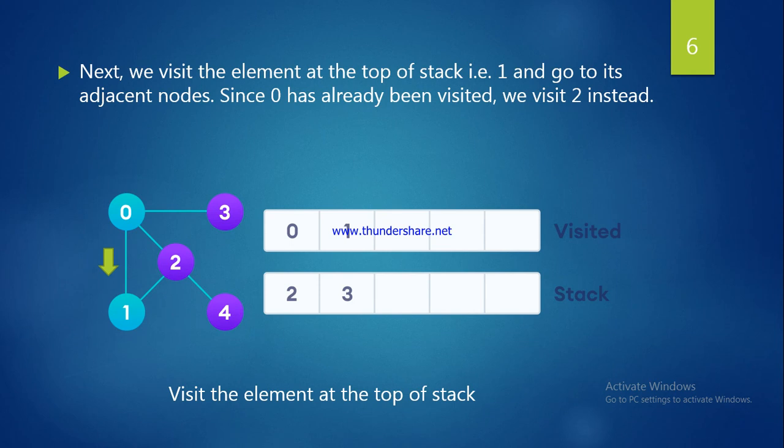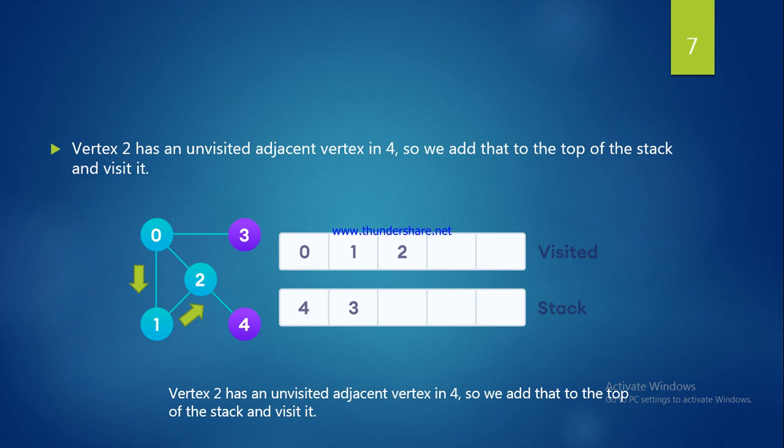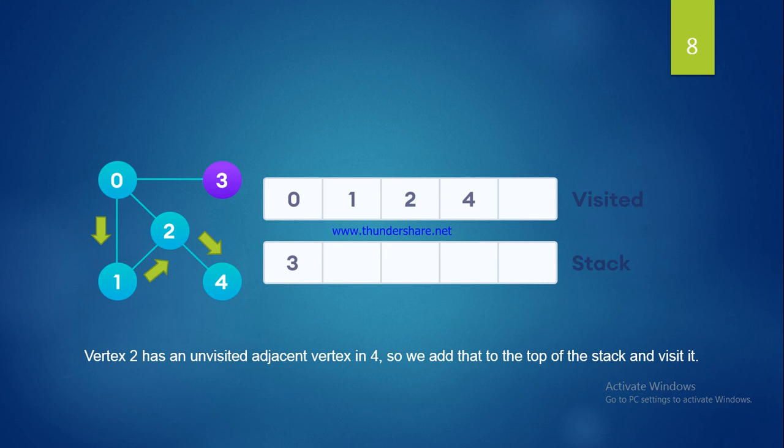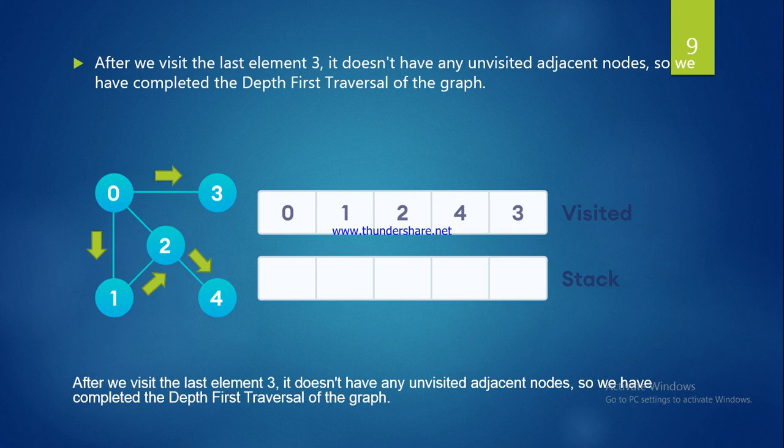Next, we visit the element at the top of the stack, 1, and go to its adjacent node. Since 0 has already been visited, we visit 2 instead. Vertex 2 has an unvisited adjacent vertex in 4, so we add that to the top of the stack and visit it. After we visit the last element 3, it doesn't have any unvisited adjacent node, so we have completed the depth first traversal of the algorithm.